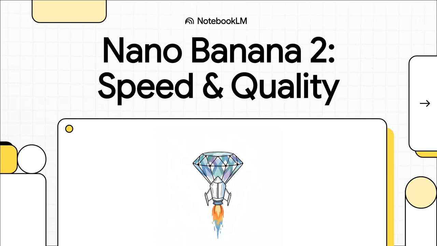All right, let's dive into something pretty exciting today. Google's brand new AI image generator, Nano Banana 2. This thing claims to solve one of the biggest headaches in creative AI, so let's see what it's all about.